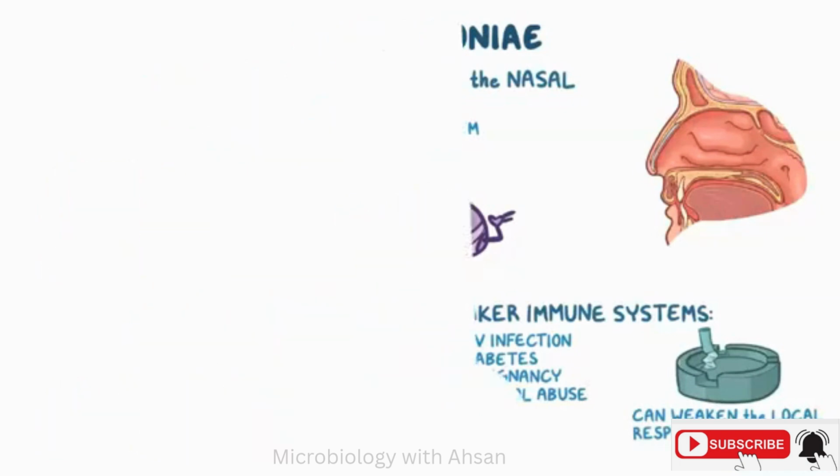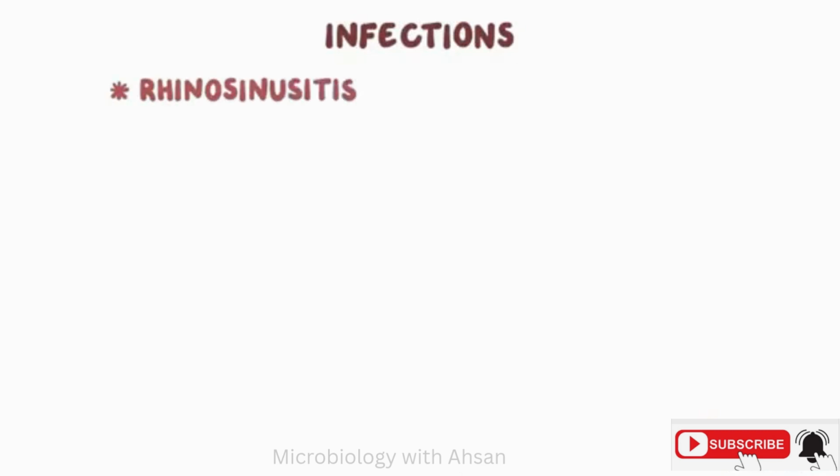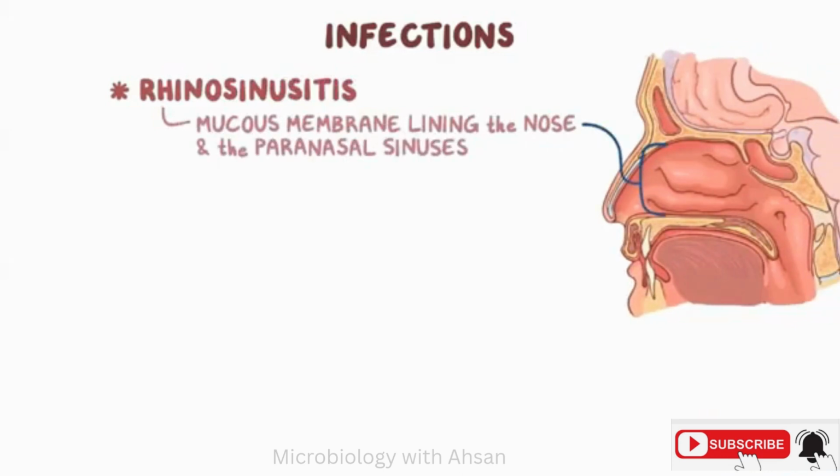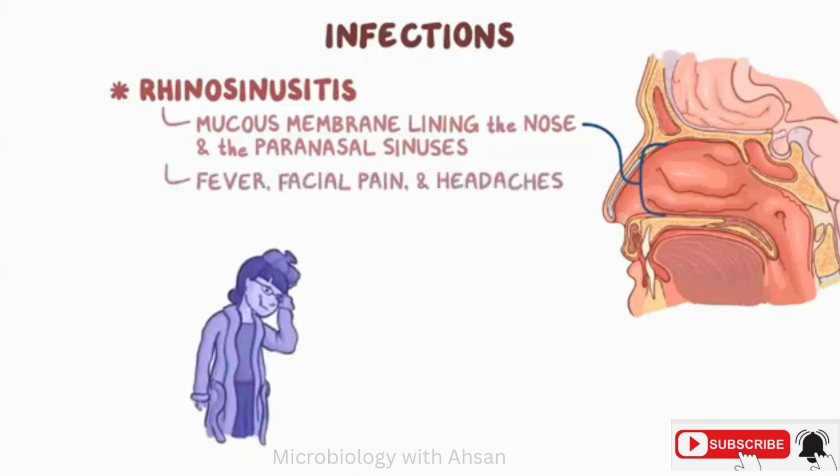Strep pneumoniae can cause a number of infections. One example is rhinosinusitis, which is when the mucous membrane lining of the nose and paranasal sinuses gets inflamed, resulting in fever, facial pain, and headaches.